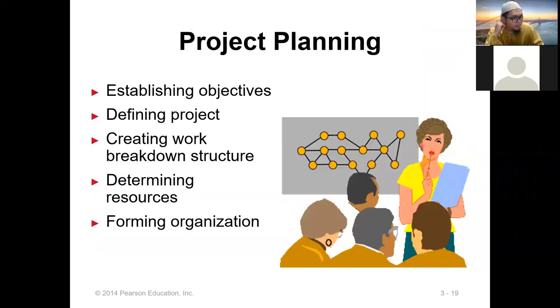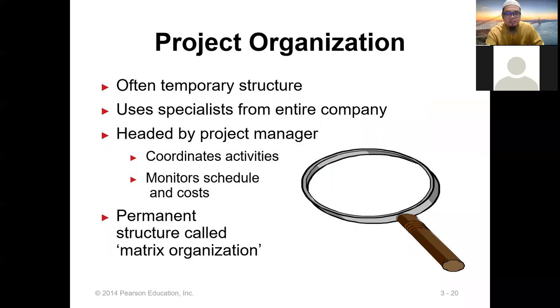Okay, project planning: establish objectives, define the project, create or break down the work. This one already mentions it. The project organization is often a temporary structure, specialized for the entire company, and headed by a project manager who coordinates activity and monitors the schedule. The permanent structure is called the matrix organization. So we must understand departments: we have the marketing department, financial department, operation department. Somehow we call that the matrix organization.